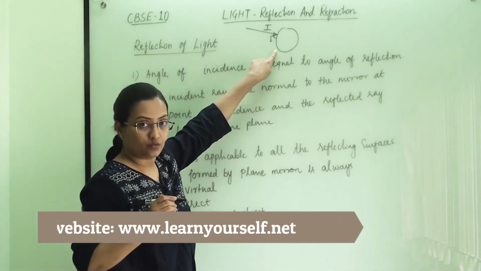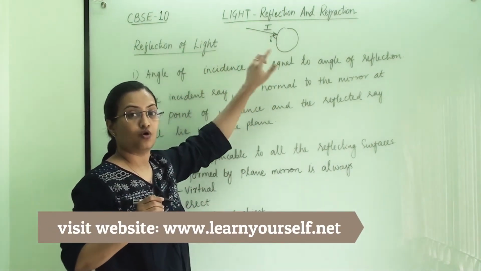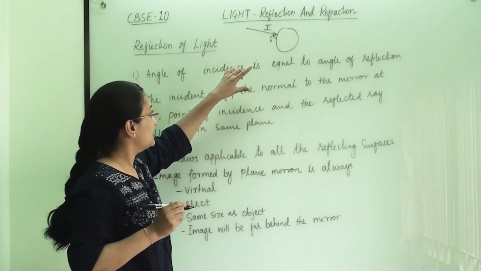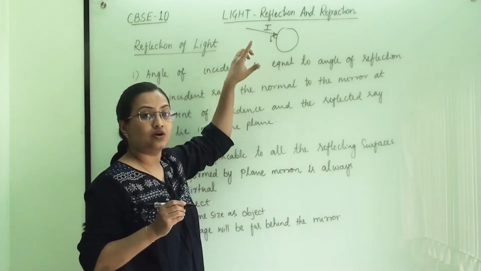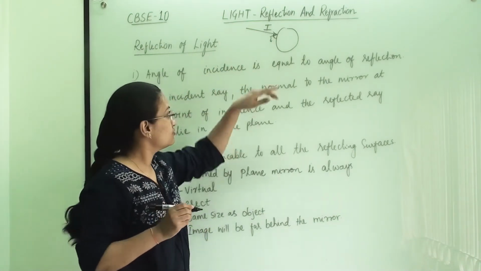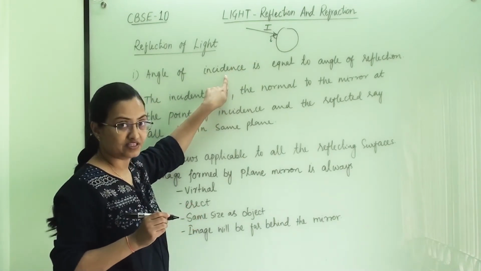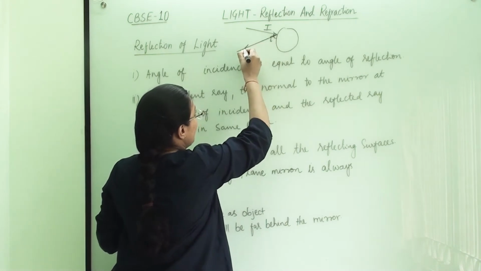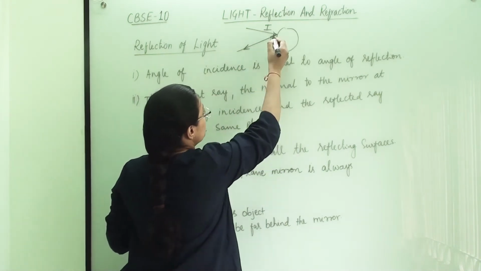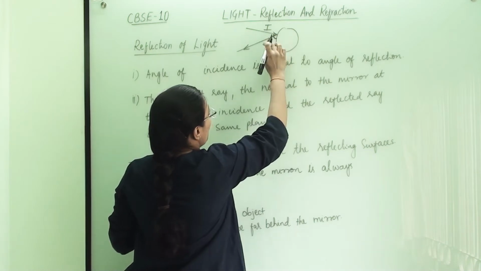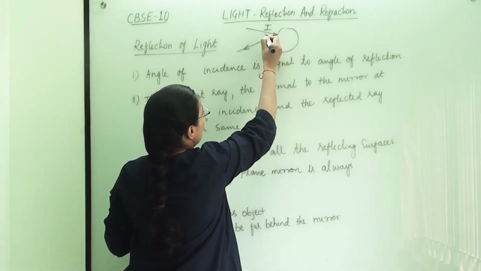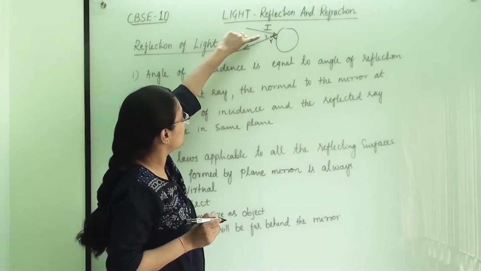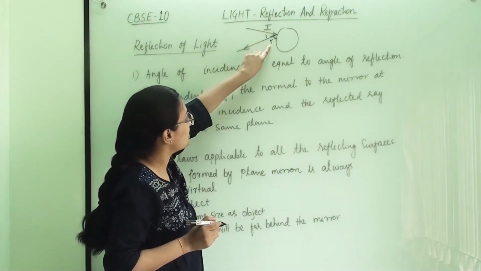What is the incident ray? The ray which is falling on the object is known as the incident ray. That ray is falling on the object with a certain angle, and that angle is known as the angle of incidence. Now in turn, this object will reflect this ray back. This will also form one angle, and that angle is known as the angle of reflection. So this is the angle of incidence and this is the angle of reflection.